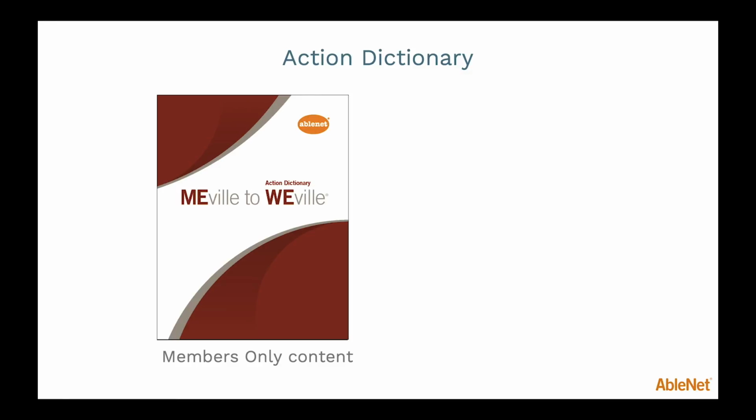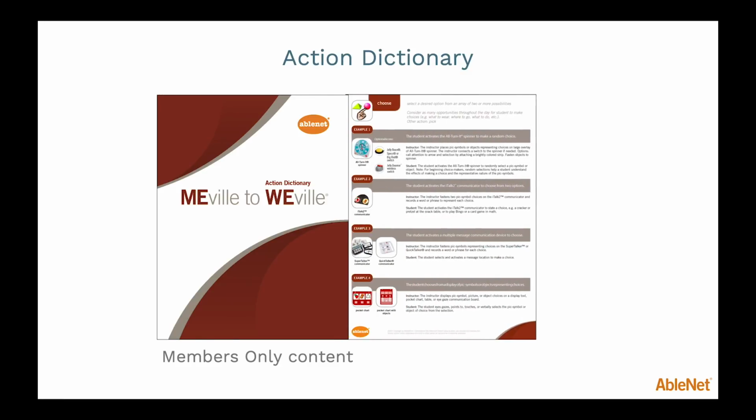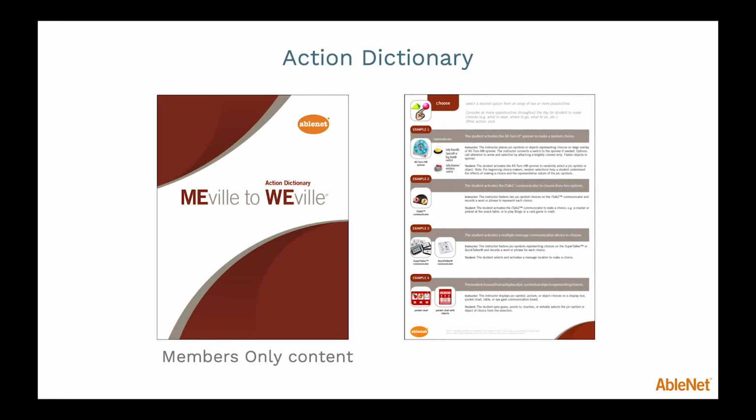This version of the Action Dictionary was written specifically for MEville to WEville to support student actions within the lessons. Within lessons, teachers will see bolded words representing actions that are required of the student to complete the lesson, such as choose, read, say, sound out, or write. When a student is unable to perform an action in a typical way, teachers can find a springboard of adaptation ideas to try in the Action Dictionary, so all students are active literacy learners.